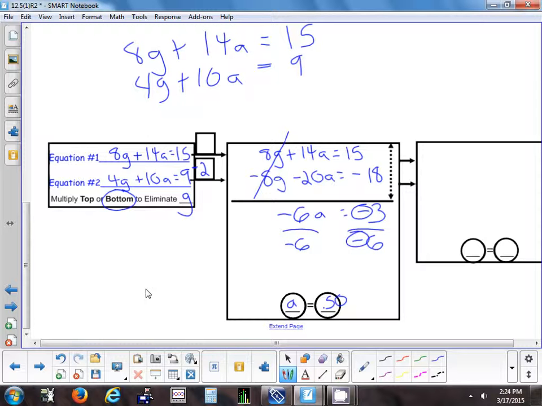Look at the number that's with A, 10, right? With 10 you can count by 10s, 10, 20, 30, 40, 50, right? Pretty easy number. With 14, we're getting ourselves into a whole issue. So let's use 10, all right? So 4G plus 10 times what can I put? 0.5 equals 9. Okay. Good. So 4G plus what's 10 times 0.50?